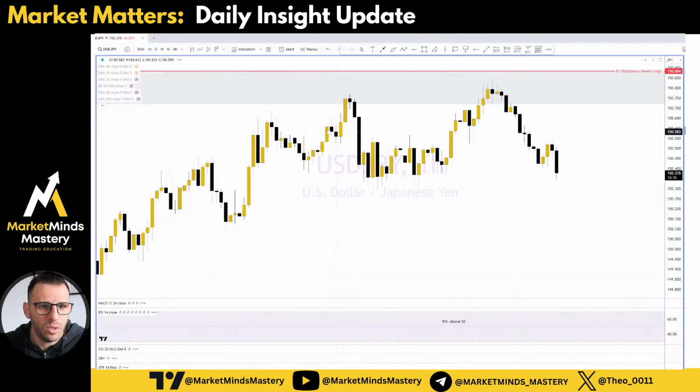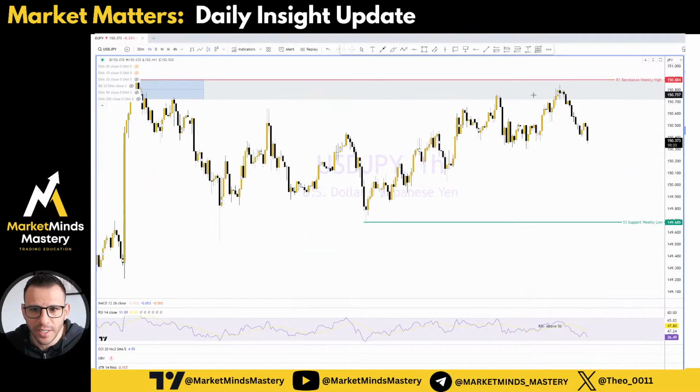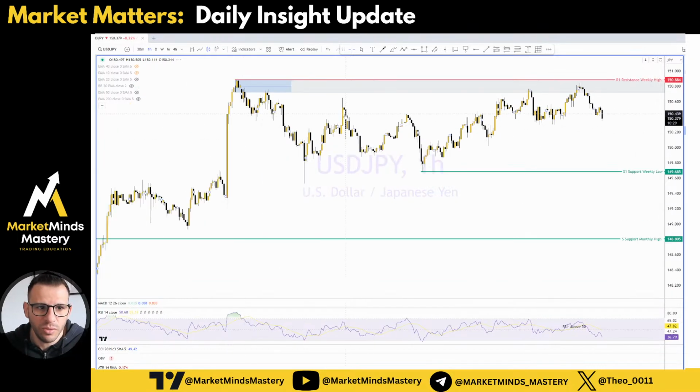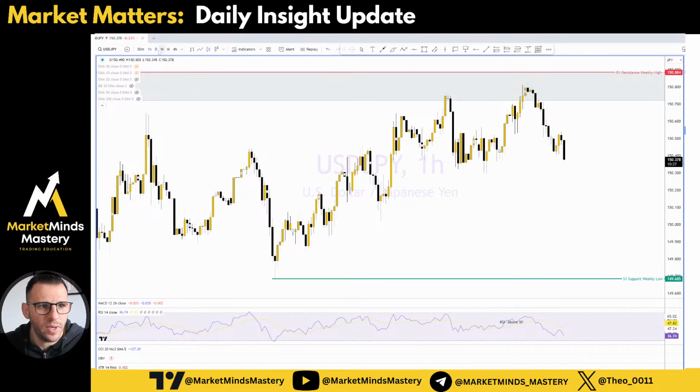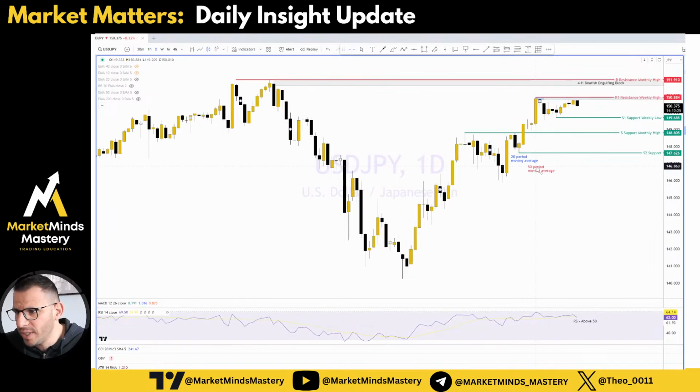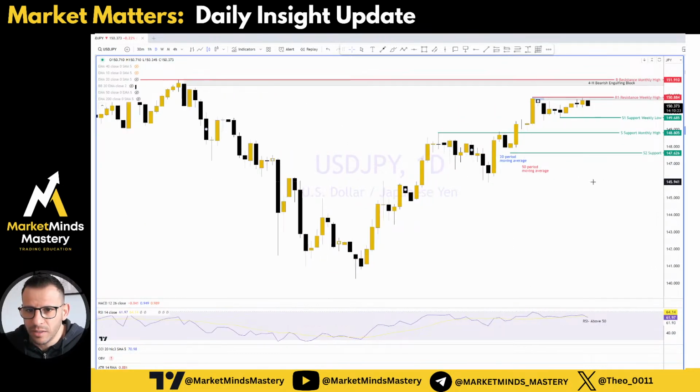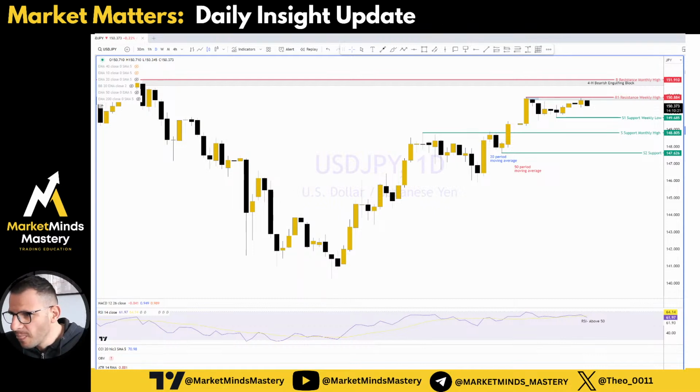Some trades they could have potentially initiated within this area. And yeah, I'm not in the trade. I wasn't looking to take trades from here. I didn't plan any trade. That's why I didn't take trades.